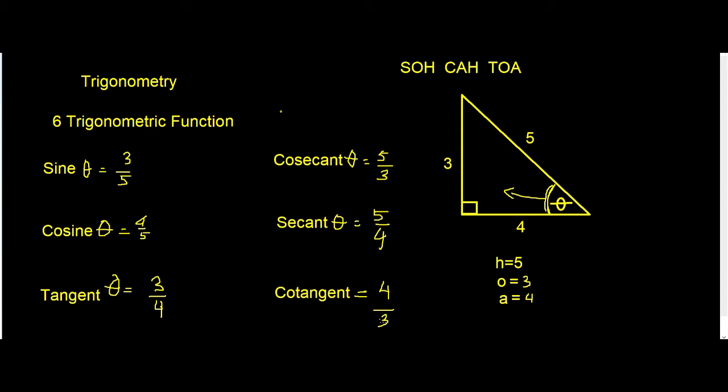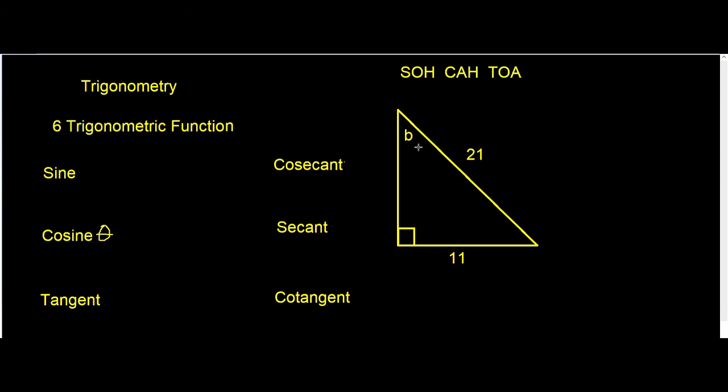Paano kapag sa given right triangle mo, wala yung isang side? For example, you have your theta is equal to B and this one, 21, is equal to the hypotenuse. And you have 11. So first, identify kung alin dyan ang hypotenuse, opposite, adjacent, and your theta. Now, identify the theta. Asan dyan yung theta? This one. Always remember that theta is equal to angle. Kung ano man yung nakalagay dun sa loob ng triangle, that will be your theta. So, your theta is equal to B.